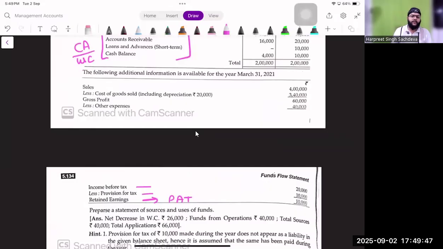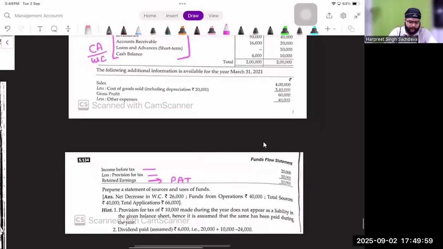Profit after tax, net profit, we know now. Okay, Raja?